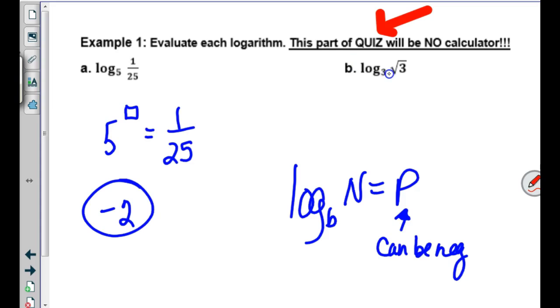All right, back to this one. If you rewrite this, it would mean 3 to some power equals the square root of 3. What does the square root mean? What power is that? 1/2 power. 1/2, right? Square root is the 1/2 power.